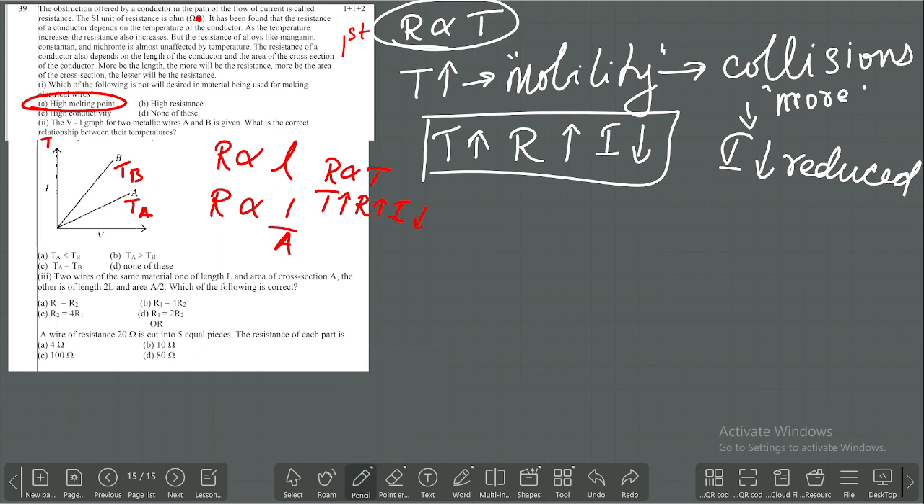Along the y axis they took current, and along the x axis they took potential difference. So if you are seeing over here, let us give our own values: 0, 5, 10. For the respective potential difference, the current passing through wire B is high, whereas in wire A it is less. Now come to the question again. TA is lesser than temperature.